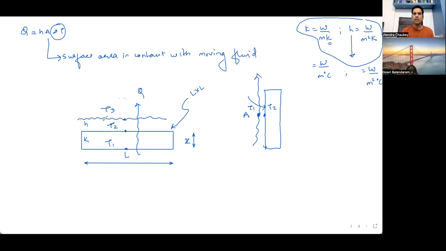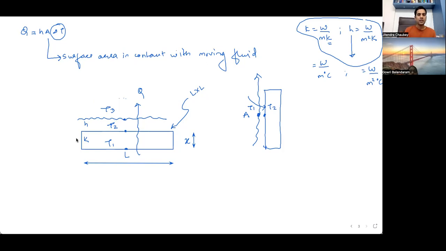This is just the way of representing the fluid. Never try to interpret it as the actual fluid flow direction, because the fluid will actually be going in this way. This is just a representation of the fluid above the plate.